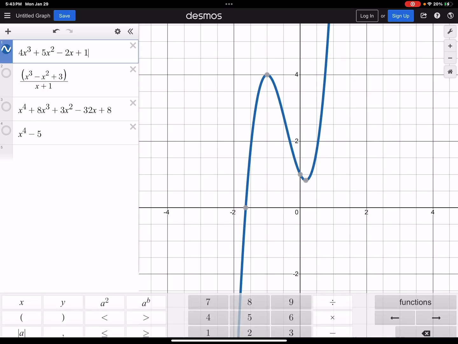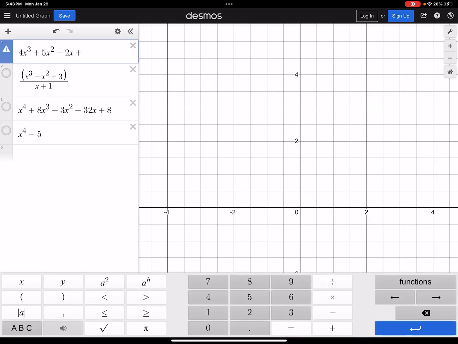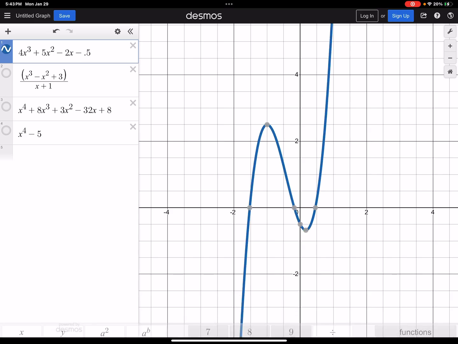This one did, but if you remember, if I went back and changed this to minus 0.5, then we ended up having three x-intercepts. And so that means that this equation has three solutions. So one way to find those three solutions is by graphing in Desmos. Also, what did a quartic look like?